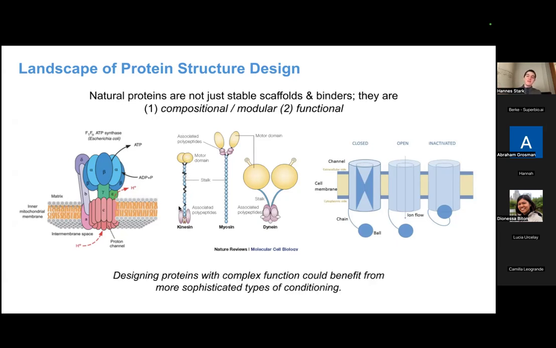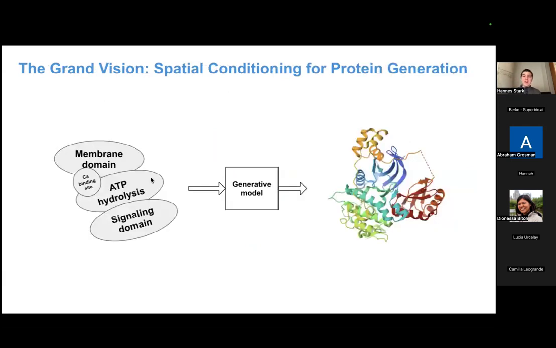And it would be nice if we could specify that we want to design a protein where this part has that function and the other part has the other function. We could, for example, say in 3D space, I want this area to be a membrane domain, I want this to be a calcium binding site, and then we just give this conditioning to our generative model, and then we generate a protein that actually adheres to that conditioning and fulfills it.